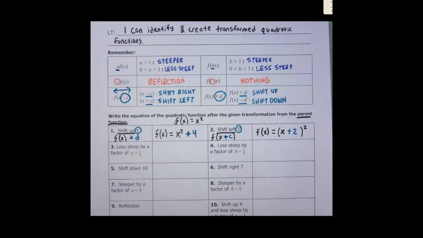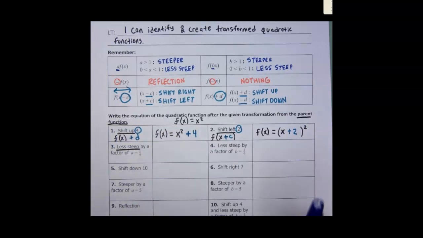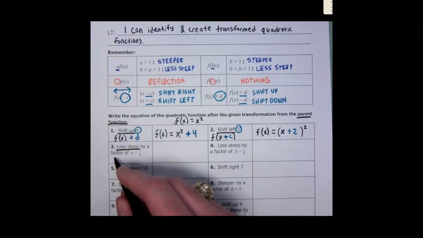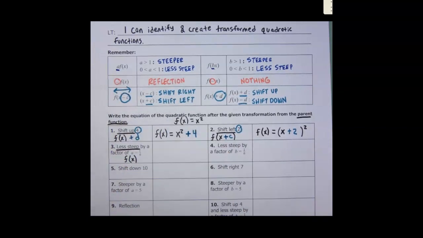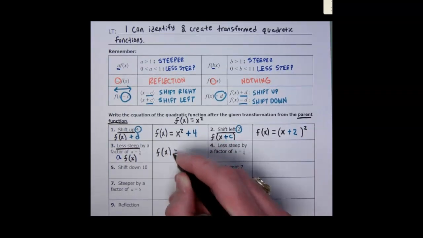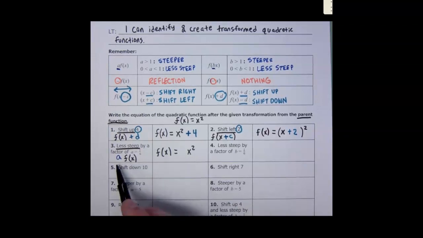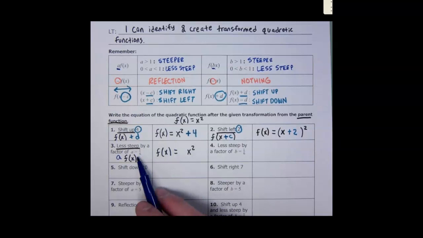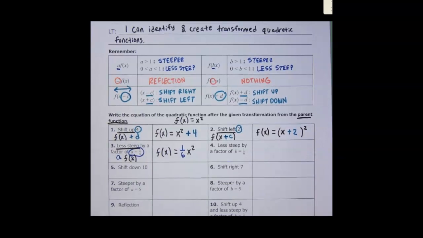It says less steep by a factor of a equals 1/6. So if you look at this one, I'm still going to start off with f of x, right? But less steep by a factor of a, I need to put an a out in front. So whatever my a is, I need to multiply f of x by that. So I would still start off with f of x equals, and it's going to be x squared, right? That's still my parent function. That's my normal parent function, but what I need to do is multiply it by a, which my a is 1/6. Right? So if it's less steep by a factor of a equals 1/6, that's what it's going to look like.